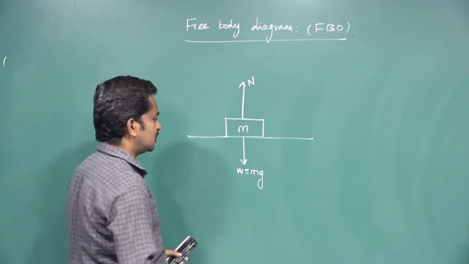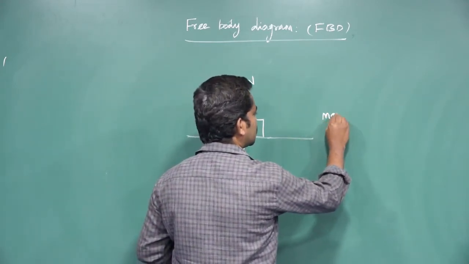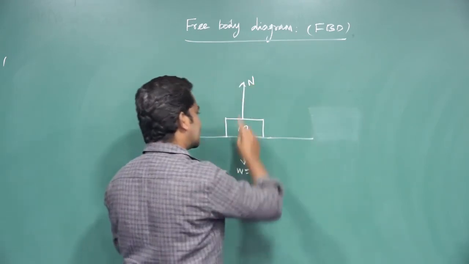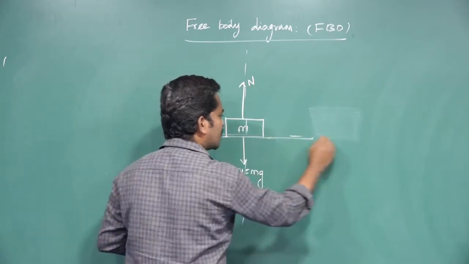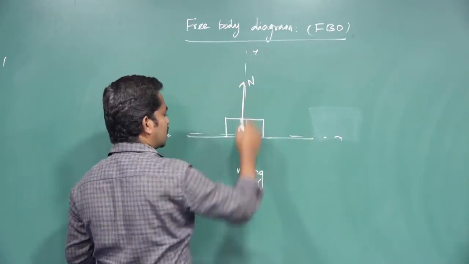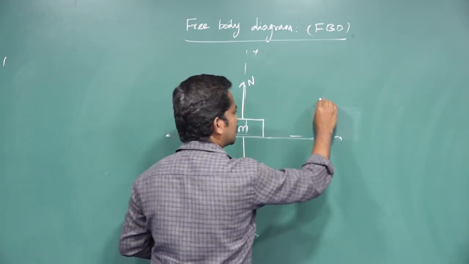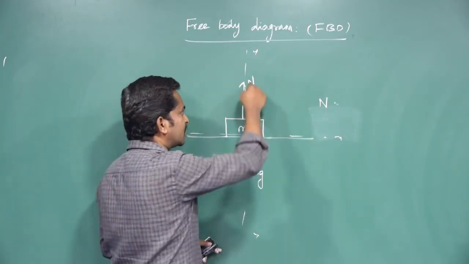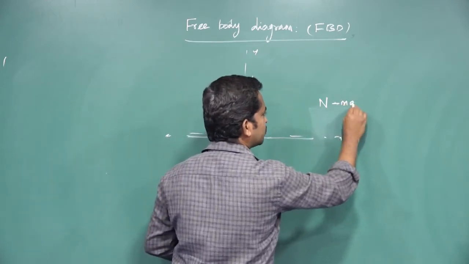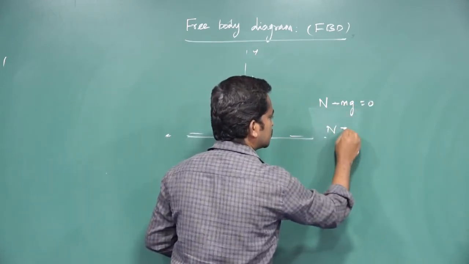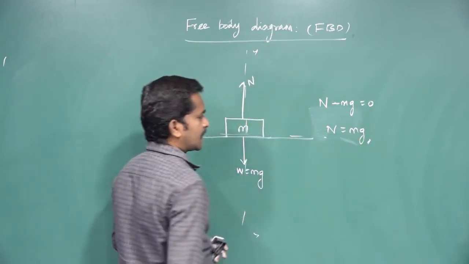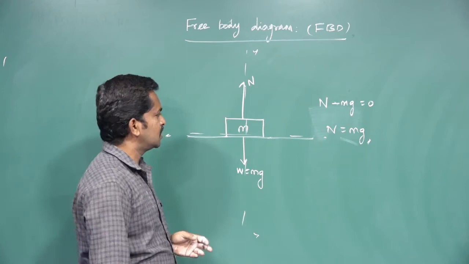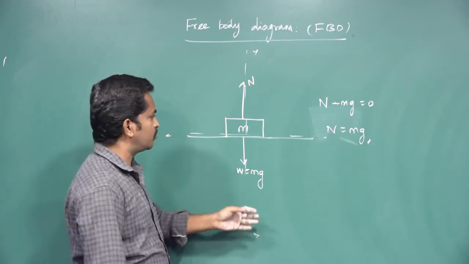What is the net force? Net force, W, mg minus. So this is very important. First, we define the coordinates. This is the x-axis, y-axis, this is positive. N is opposite to the direction of mg. So N minus mg is equal to 0. So N is equal to mg. This is the first example of a free body diagram.